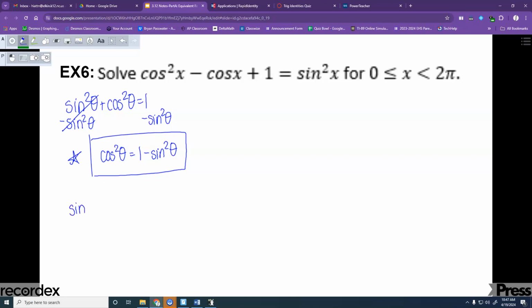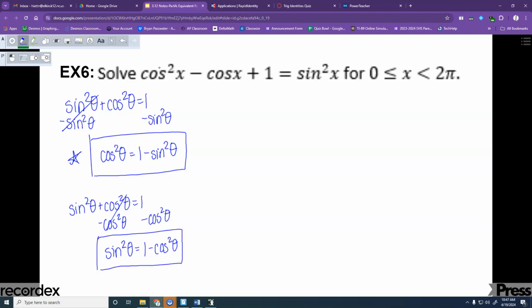It is also going to be true that if I have sine squared theta plus cosine squared theta equals 1, I could do the same thing with the cosine squared theta. So sine squared theta equals 1 minus cosine squared theta. This is always true. This is not me actually solving the problem. This is just me rearranging my Pythagorean identity. These two things right here, we end up using a lot.